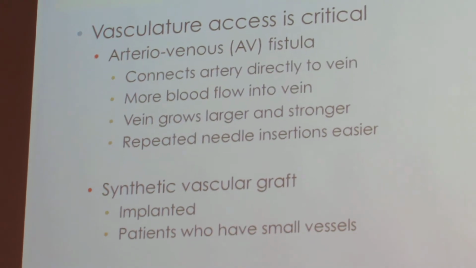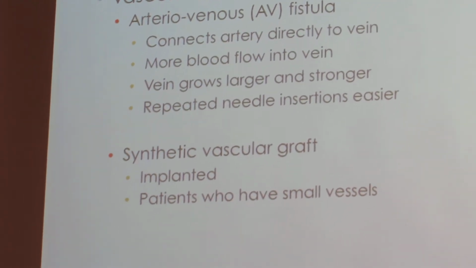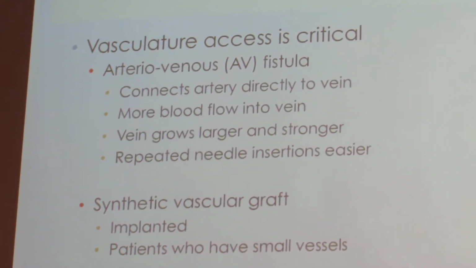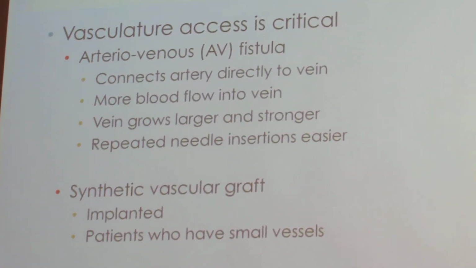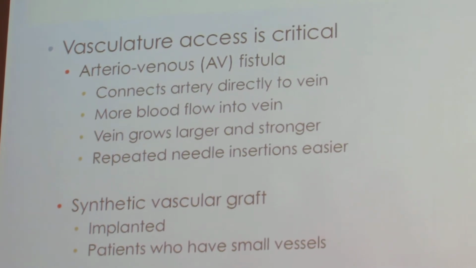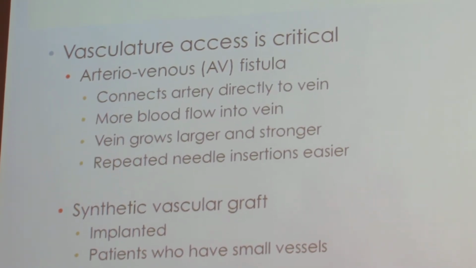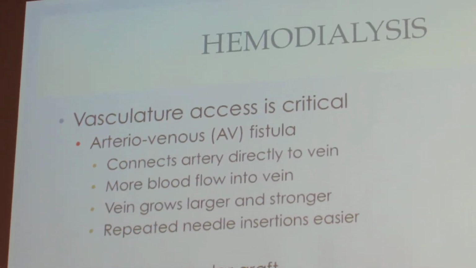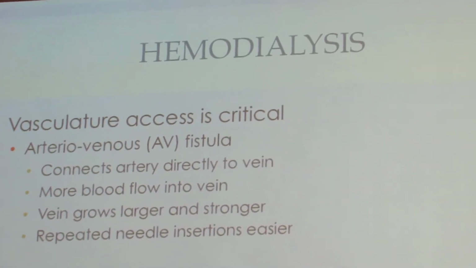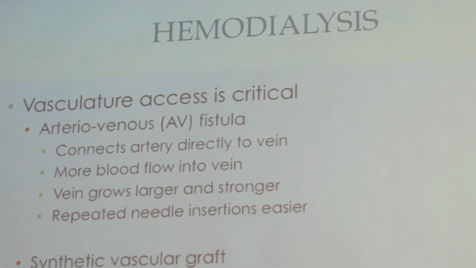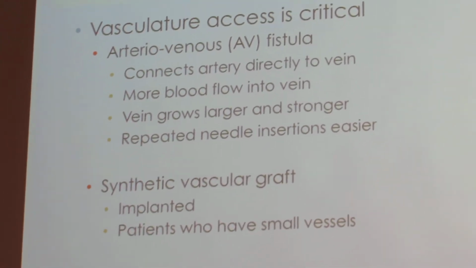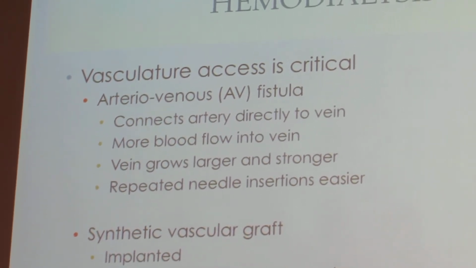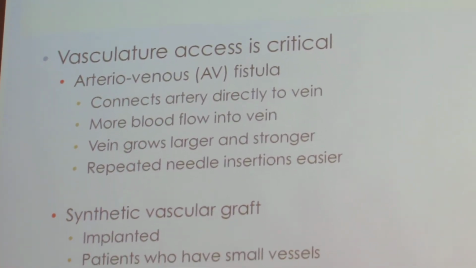With the AV fistula, it's sort of like a port that connects the artery to the vein, which allows more blood flow into the vein and creates a stronger, larger artery. And that's good in terms of repeated needle insertions. And then the synthetic vascular graft is just implanted into the body of the patient. It's more used for patients that have small vessels that aren't able to withstand repeated needle punctures.